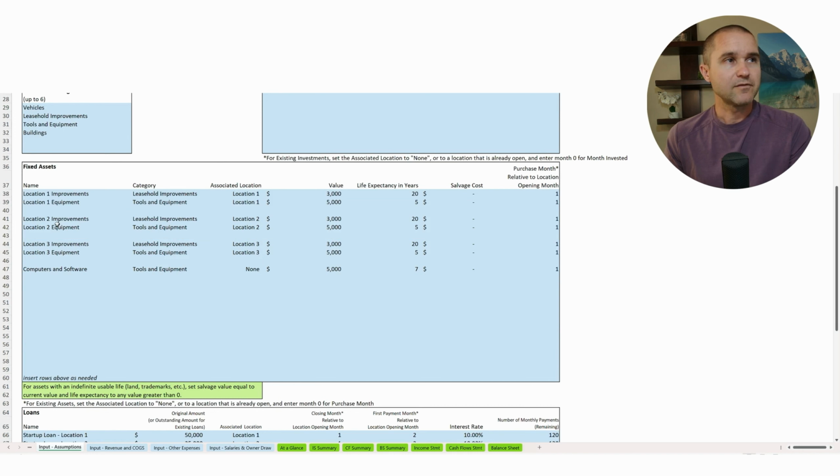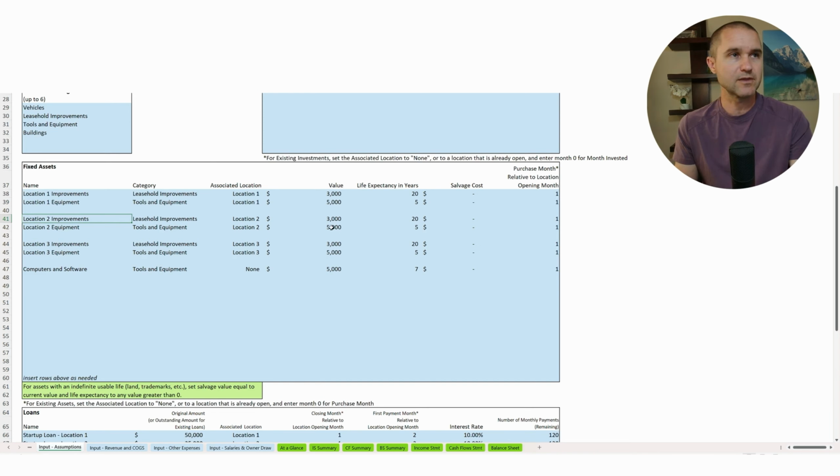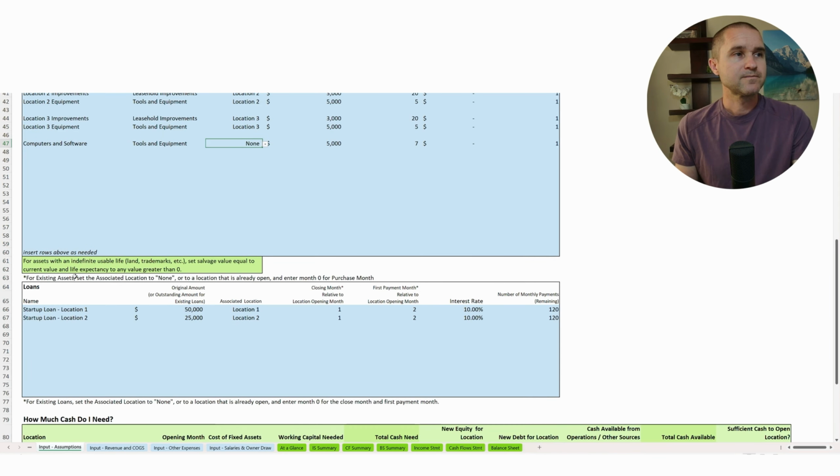Now here we're saying, okay, we're only going to have this one investment for the first location, but then for each location, we're going to rent some space, have the leasehold improvements, maybe $3,000 for some renovations to a small storage space or something, and then some equipment costs. And then maybe we have some computers and software at a corporate level here. And so with the computers, we don't have them associated with any specific location. It's kind of a corporate level cost.